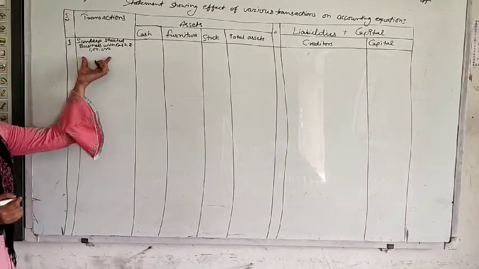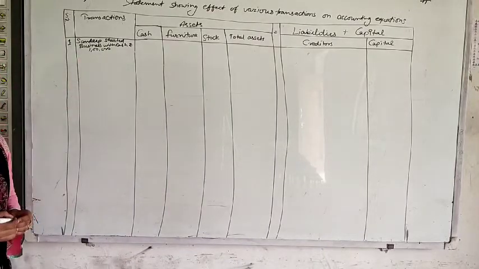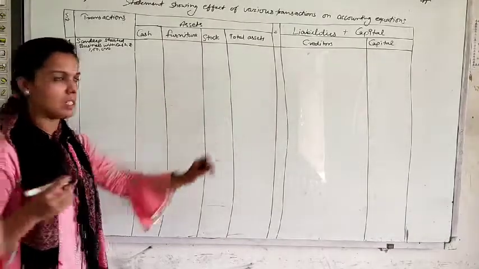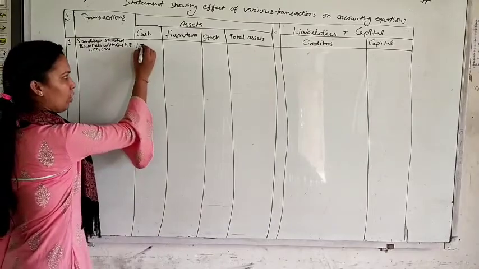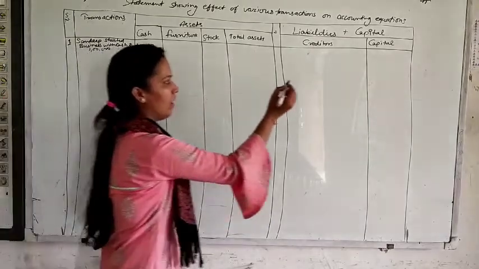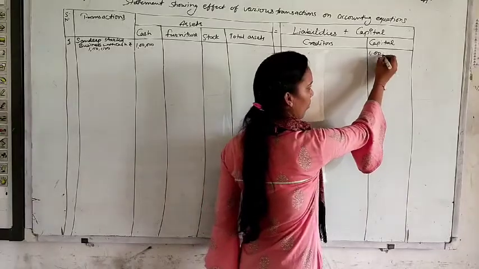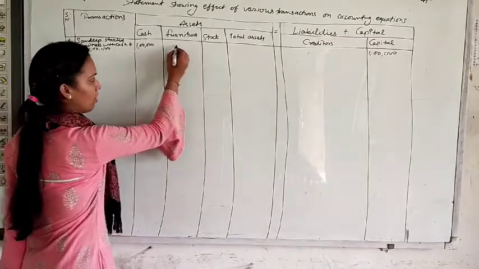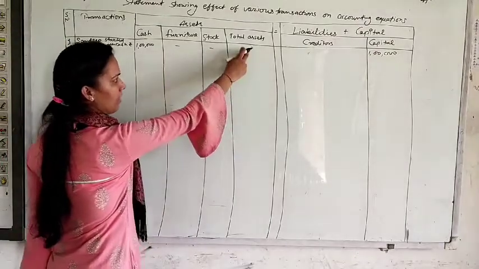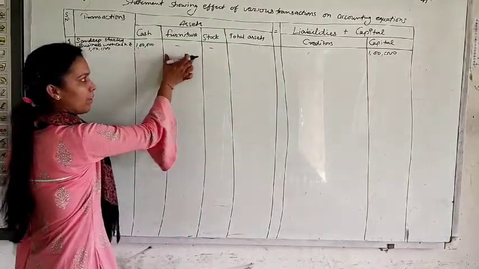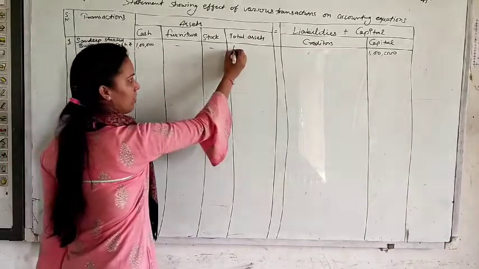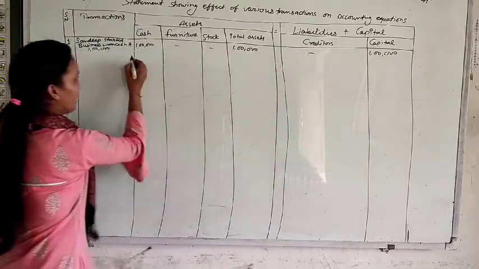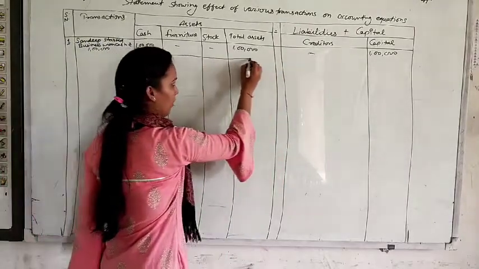So the first transaction is here, started business with cash rupees 1 lakh. It means your cash will increase by 1 lakh and in the same way capital will increase by 1 lakh. So write here in the cash column 1 lakh and in the capital column 1 lakh. This is your first transaction. There is no amount for furniture and stock. Total assets means cash plus furniture plus stock. So here the total assets is 1 lakh. You don't have any creditor. After every transaction we have to match this.